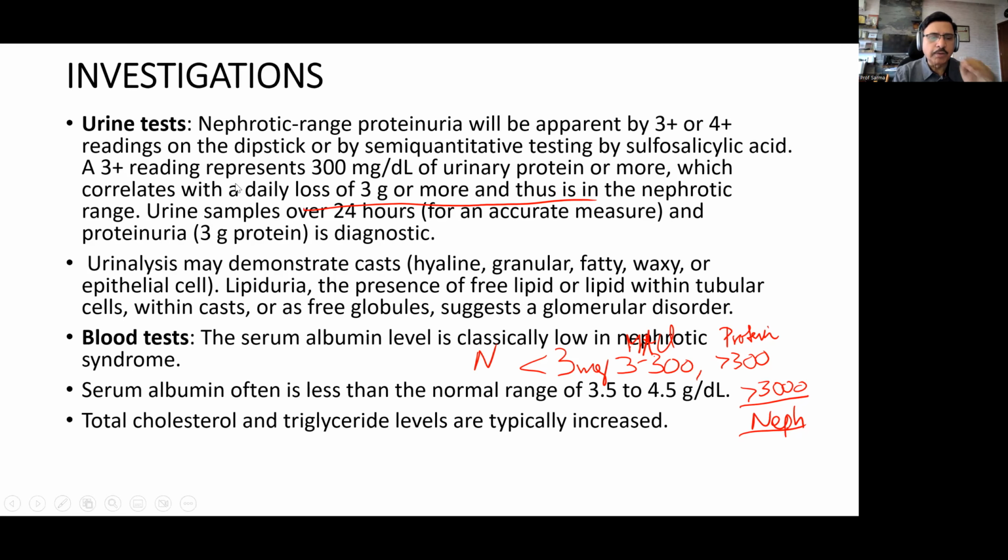Another thing is, 24 hours is the best one, but you may not always be able to do a 24-hour collection, particularly in a child, and you had better do a spot protein also in such a case. Okay.